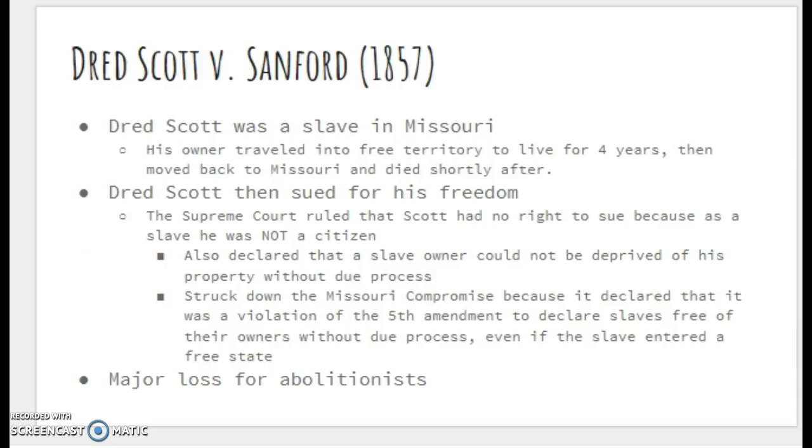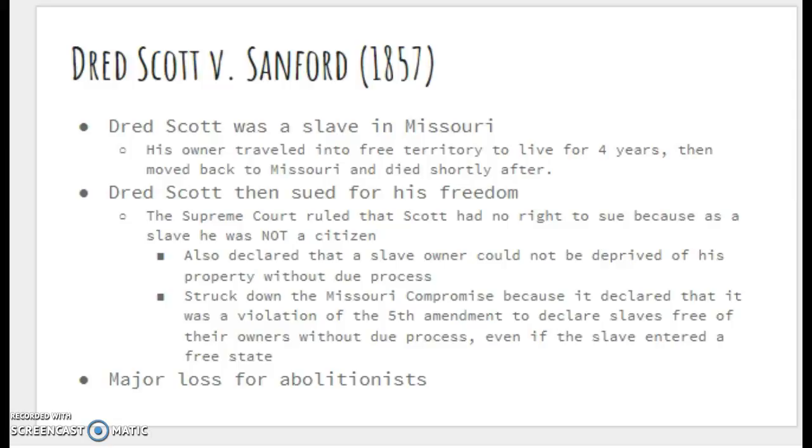Alright, now we're getting into more stuff that deals with slavery. So, a lot of what we talked about before was also slavery, but also tariffs. This is more geared towards slavery. So, the first thing we're going to look at is the Dred Scott versus Sanford case of 1857. Dred Scott was a slave in Missouri. His owner actually traveled into free territory, however, and lived there for 4 years. He then moved back to Missouri and died shortly after.